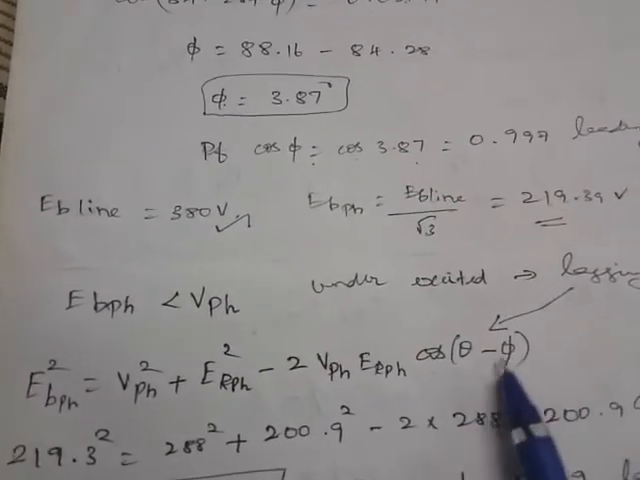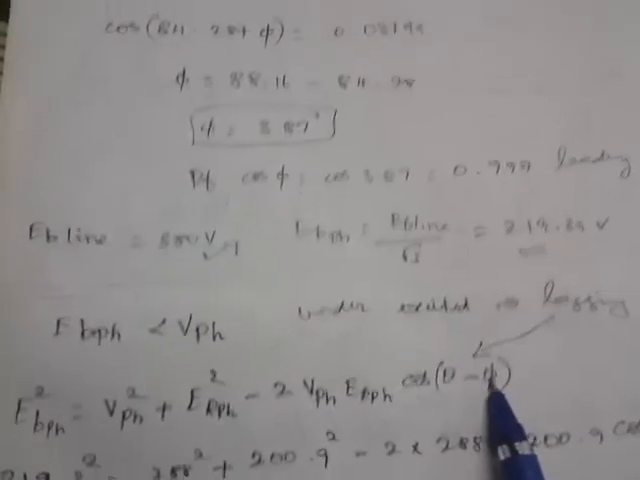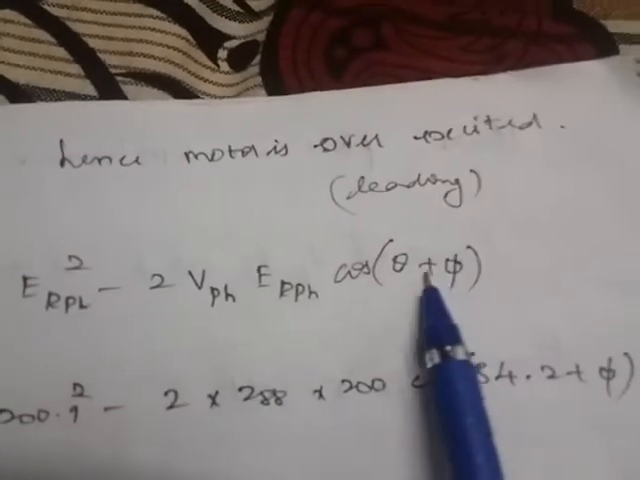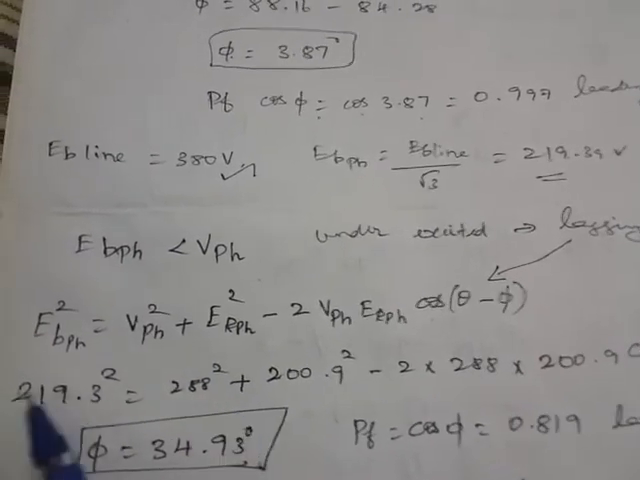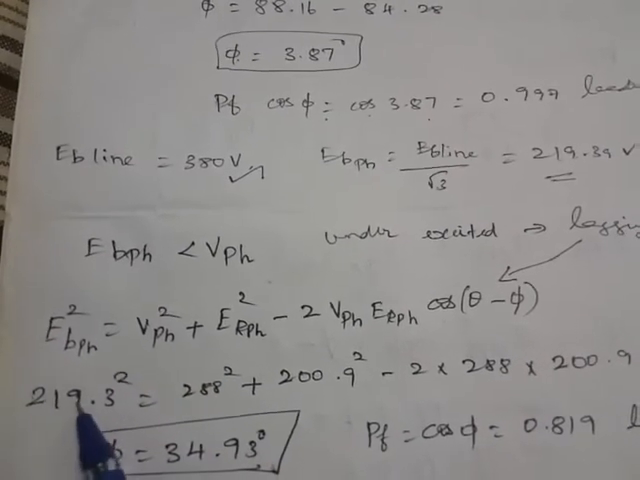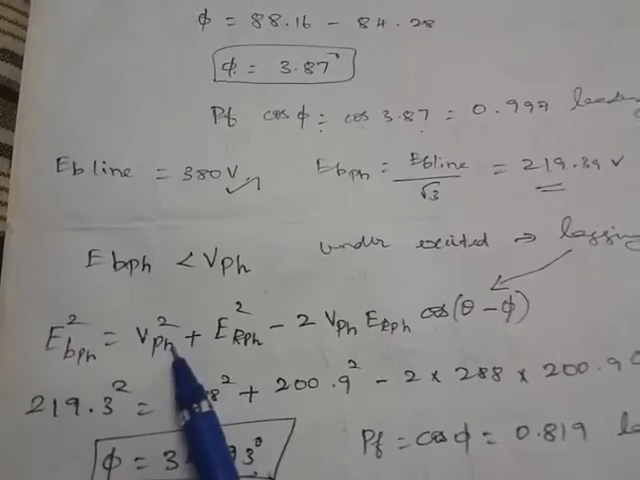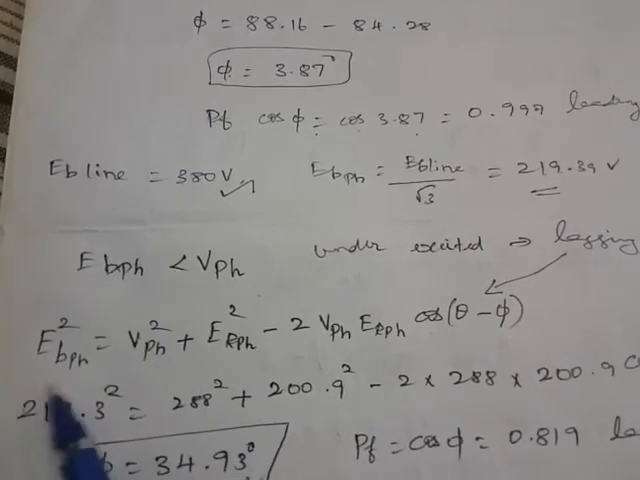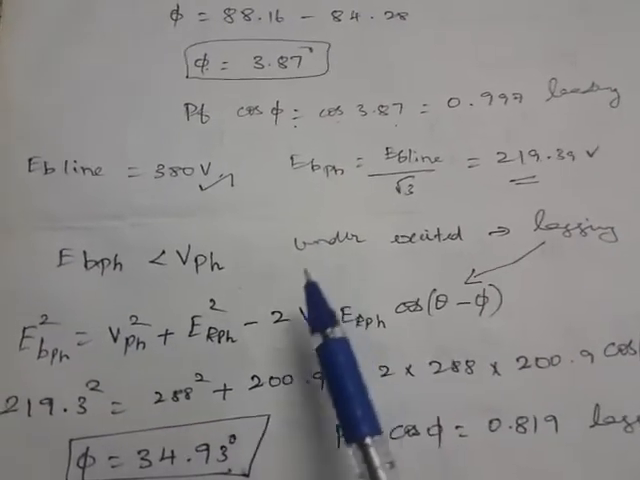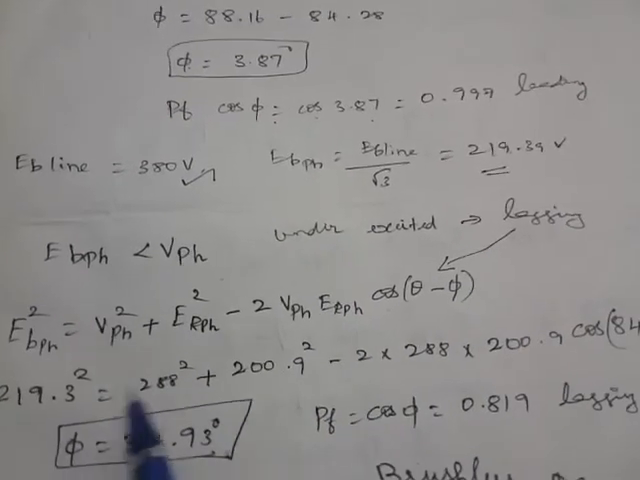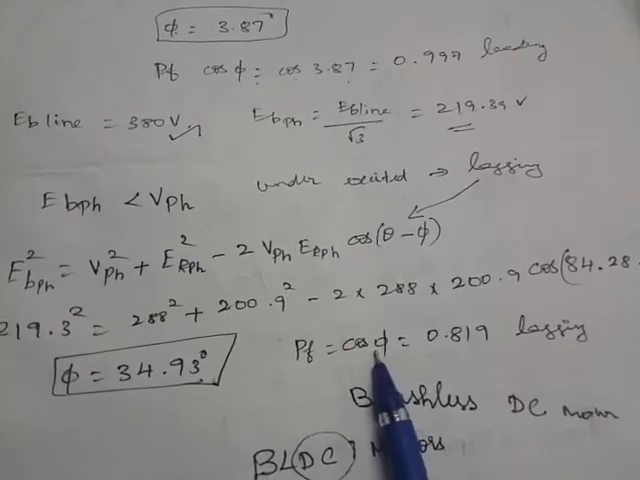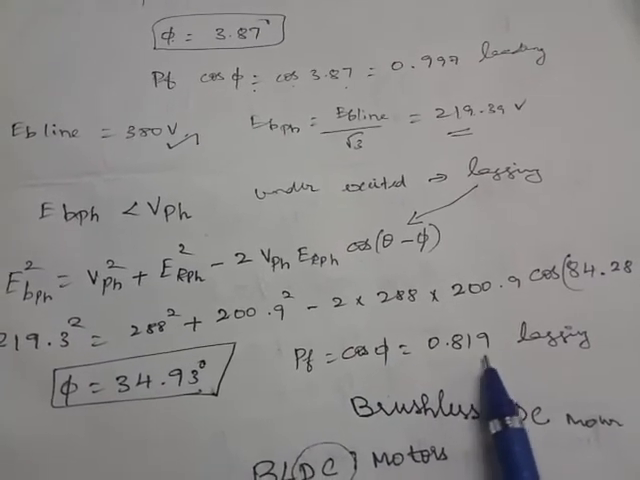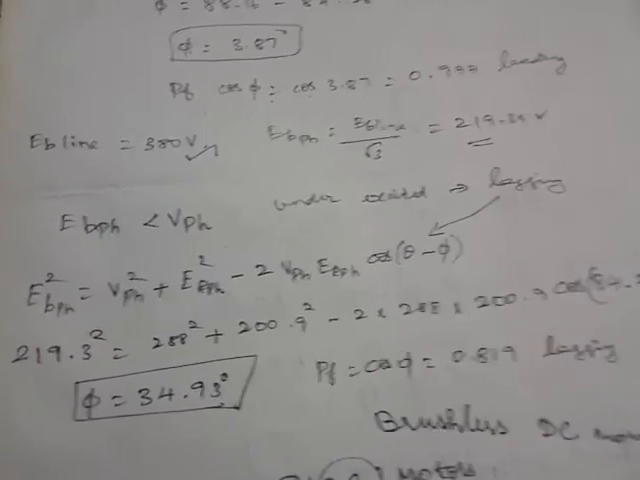For the lagging power condition, here only the formula will be changed into minus. In the leading power condition, here plus. Okay, see here, V phase value is 288, EB phase equal to 219.3. So V phase is larger compared to the back EMF. So this condition is called under excited lagging condition. So you can substitute all the values we already found and find the phi, and then you can find out the power factor. So 0.819 lagging power factor. Okay, thank you.